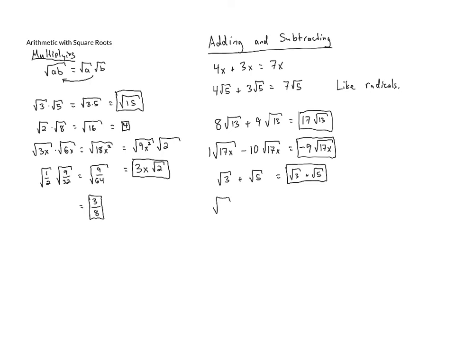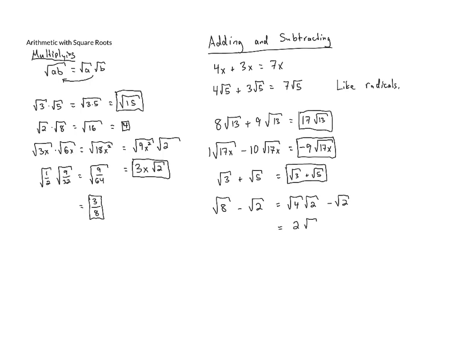And one more, the square root of 8 minus the square root of 2. Now, these aren't like radicals as they're written. However, there is something we can do here. Do you see it? 8 contains a perfect square factor, so we can simplify the square root of 8. We can split it up into 4 and 2. So I've just rewritten the square root of 8 as the square root of 4 times the square root of 2. Now we can evaluate the square root of 4.